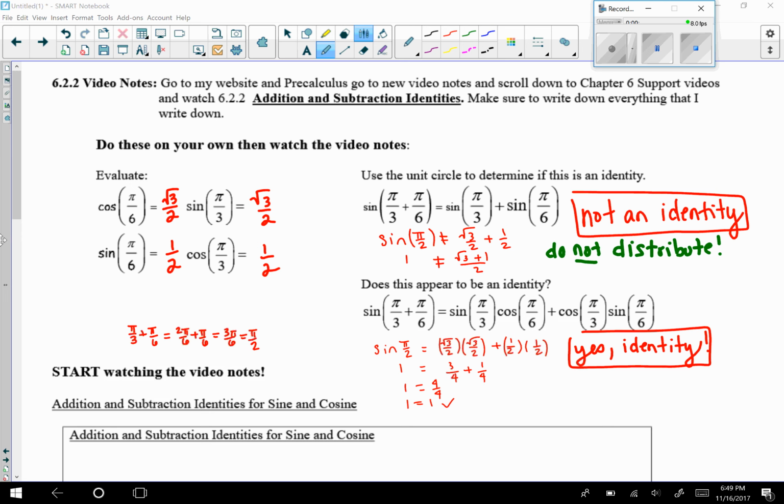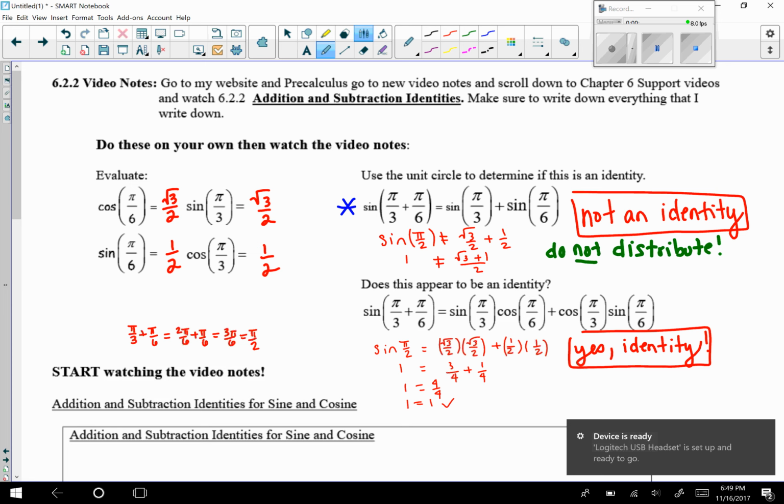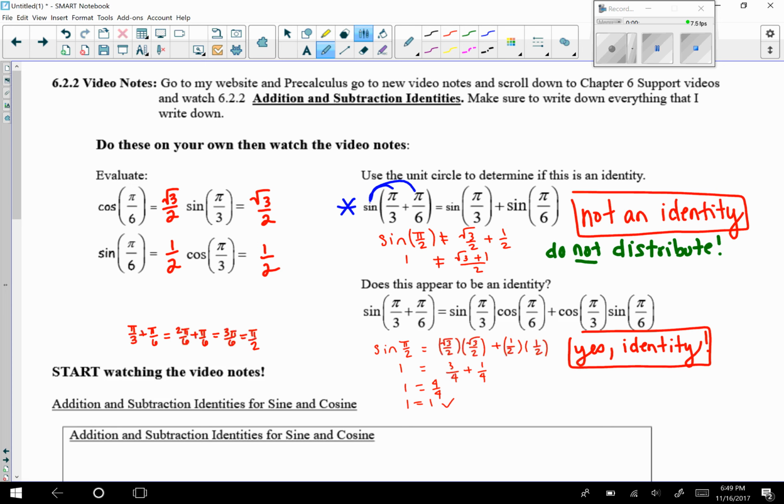So the first part you had to do on your own, and you were showing that this first equation was not an identity because when you use your unit circle values, you see that one side is not equal to the other side. So that means you cannot distribute the sine into both these terms. So be careful because I often see students try to do that.